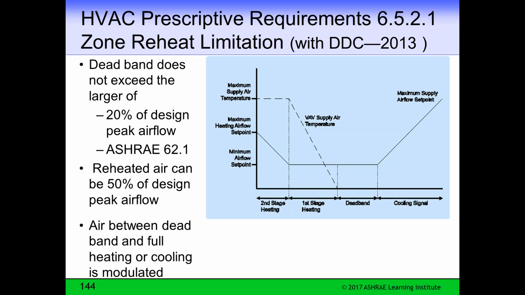So in that sequence, what we allow you to do is use a little less heat, and actually this minimum set point is 20% instead of the 30% we used to require. Deadband does not exceed the larger of 20% of design airflow or ASHRAE 62.1 requirements. Now, this will save some energy. The air between deadband and full heating or cooling is modulated. Bringing the air back on helps us in several ways, and it also saves a little energy.